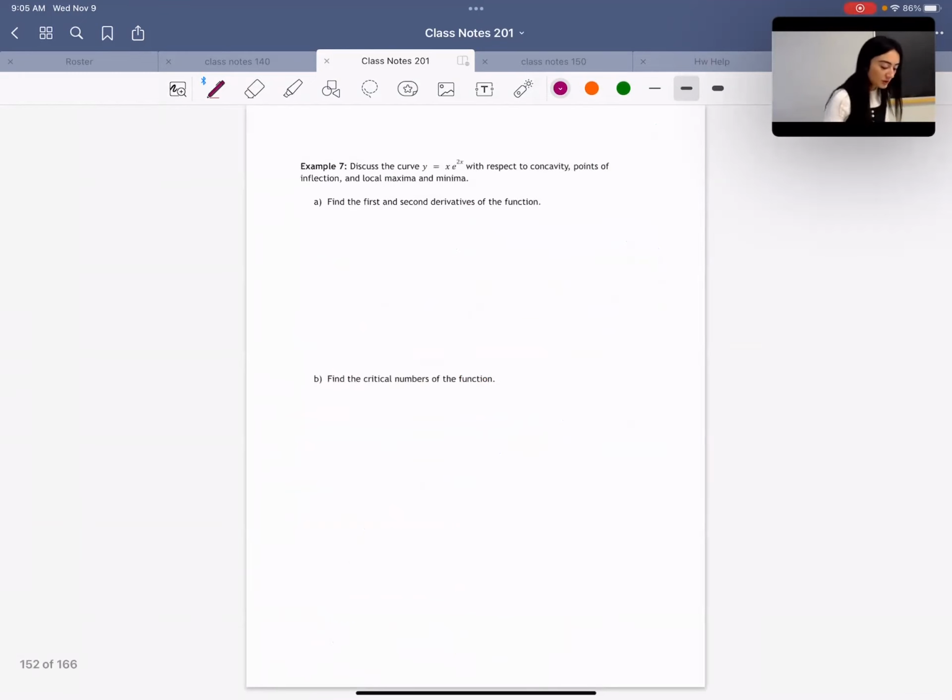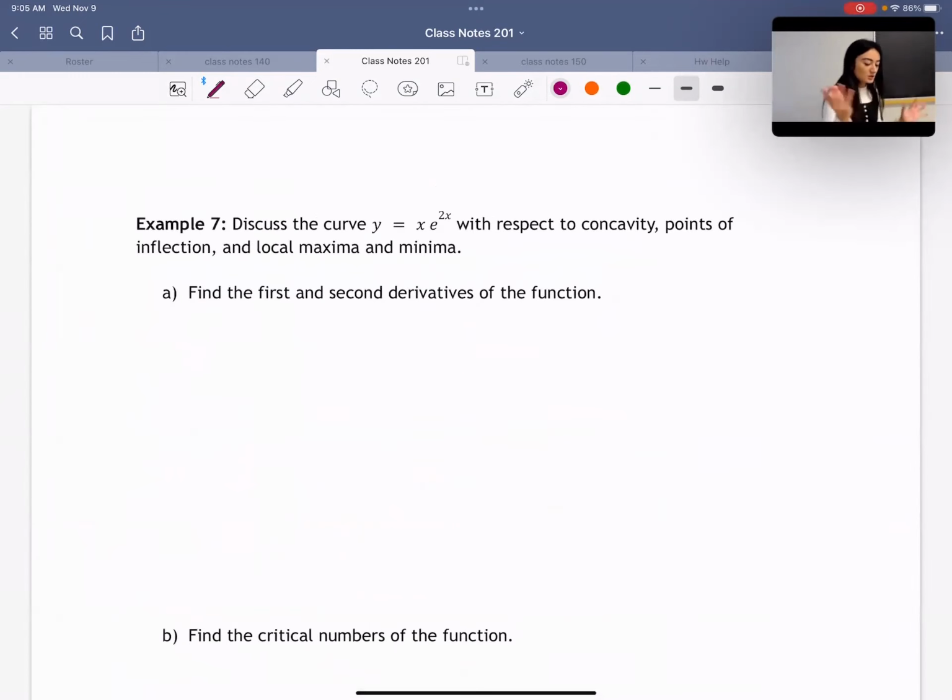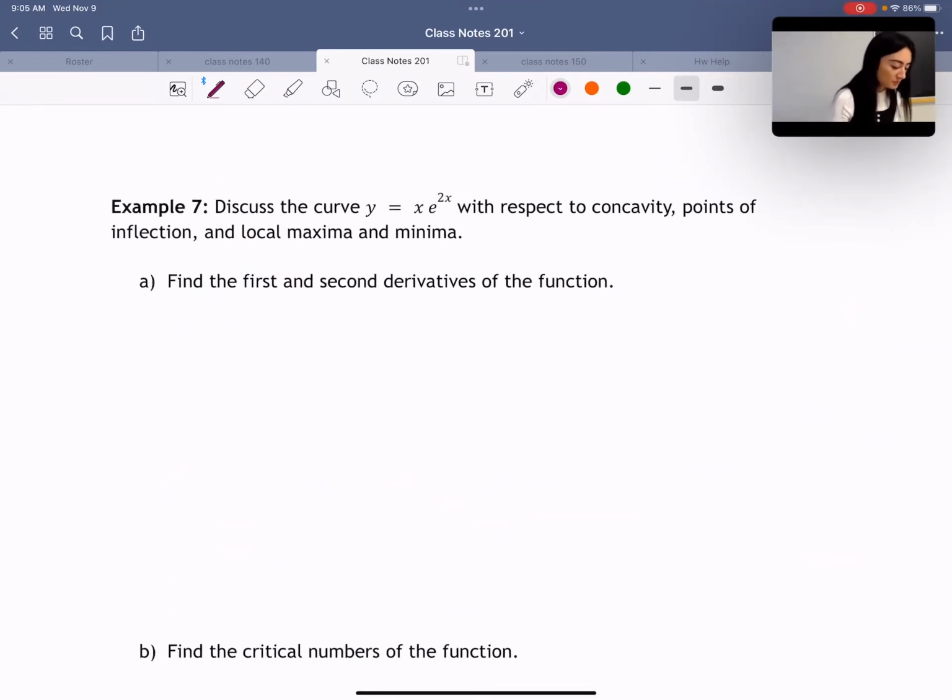So what I'm going to do in this example is just go through this derivative. I'm going to leave it up to you, but we'll do this step by step so we're on the same page throughout. Okay, so example number 7 is the last example in this packet here. And we're looking at the curve y equals x times e to the 2x.